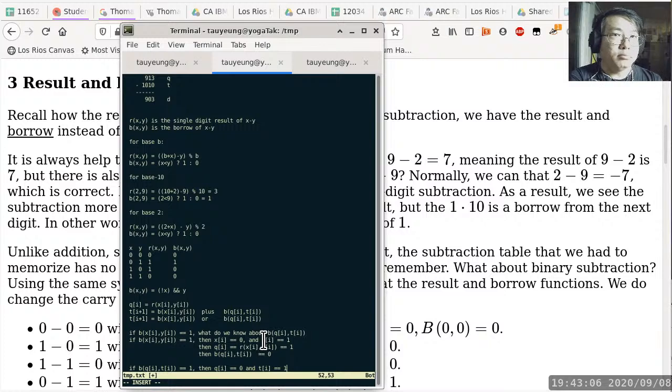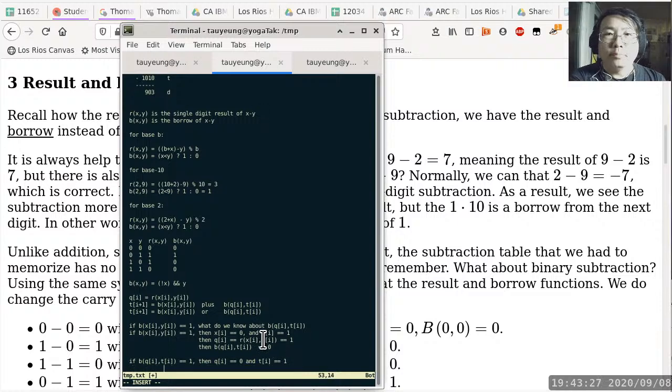Is that okay? Does everybody follow this argument? Because this really is the beginning of the argument. Okay? So is everybody following this? If the borrow of qi is a 1, then we know automatically that qi is a 0 and ti is a 1. Okay, very good. But we also know how qi relates to xi, yi, right?